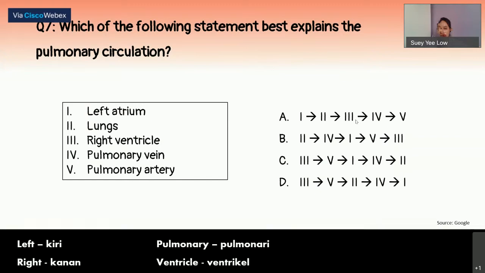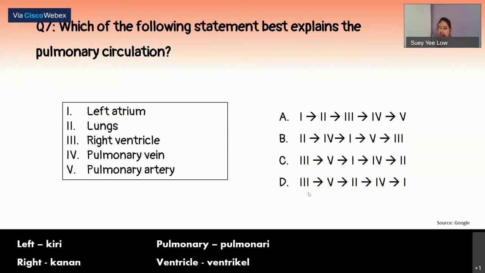Then it says go to left atrium, then go to pulmonary artery, then go to right ventricle. Weird, right? So let's see. 3. Okay, it says start from the right ventricle. Okay, right ventricle, then go to pulmonary artery. Go to left atrium. Is it correct? No, probably. Okay, so let's see.